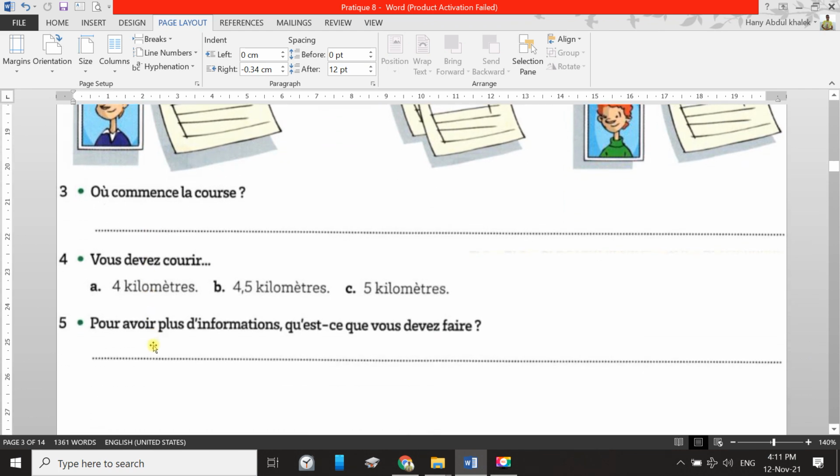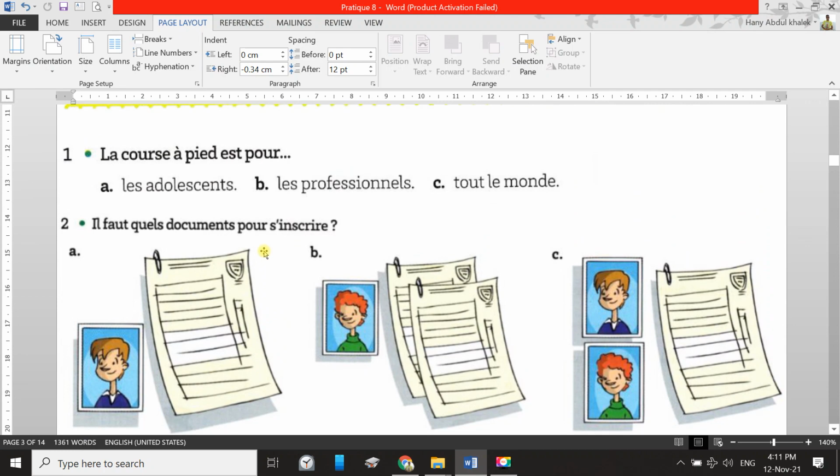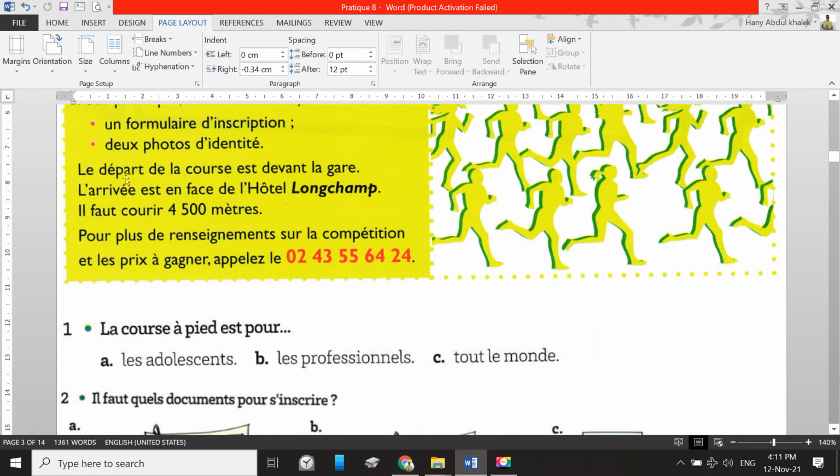Où commence la course? Where does it start? Okay, la course, we are talking about it, the race. Okay, so here, il commence. Commence means start. So le départ de la course est devant la gare. And pay attention that we need the full answer. I mean, if we have reading comprehension, and we will have, sure, we need the full answer. It means subject, verb, and object. Subject and the verb, you bring it from the question. The object, you will find it in the comprehension.